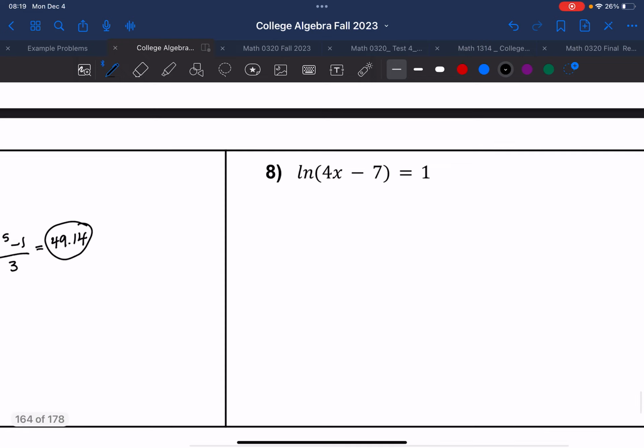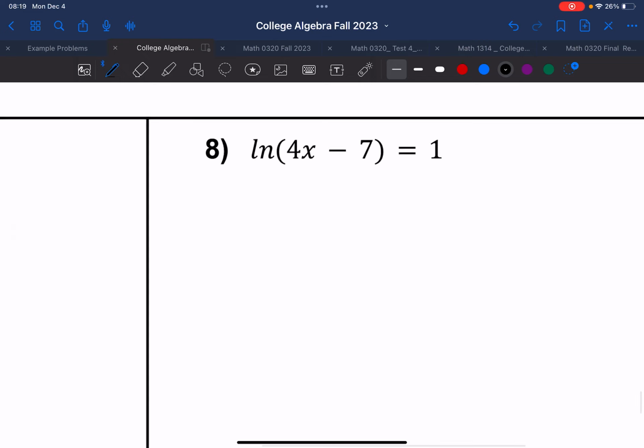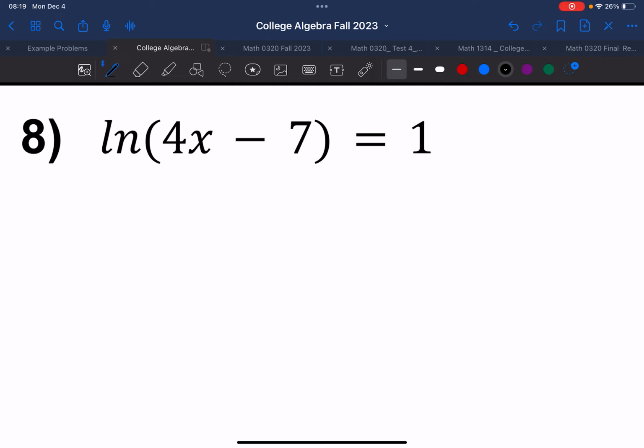Last example for this concept. Again, we have natural log. So in order to cancel out natural log, we're going to use its inverse, which is e to the x. And notice there's nothing in front of our natural log, so it's already by itself. So I'm going to go ahead and take the e of both sides. Okay. Once I do that, remember the e and natural log cancel out.